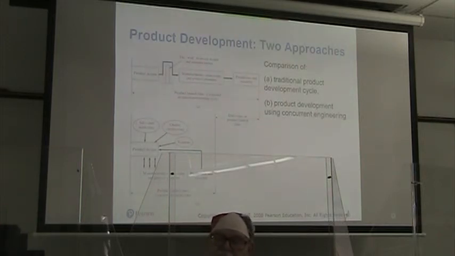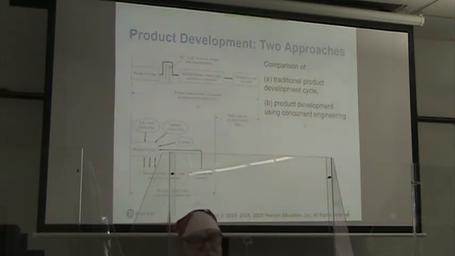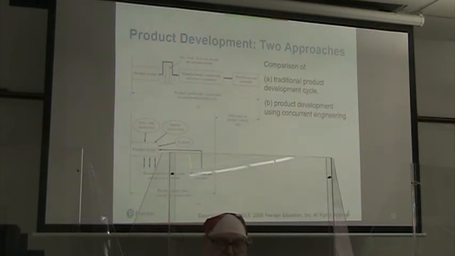B, we use concurrent engineering to develop products. And that is where our product design is informed by sales and marketing, by quality engineering, by vendors, by the manufacturing and process planning guys, and production and assembly. That shortens the time tremendously to design and build the product.